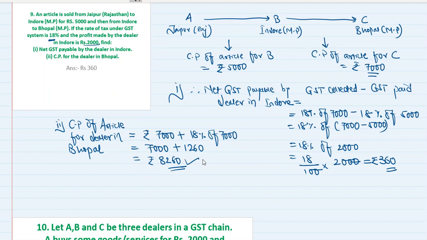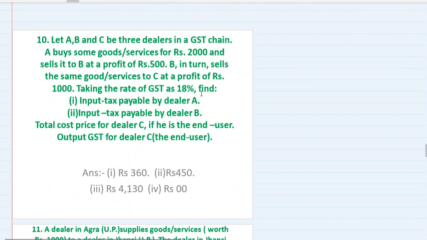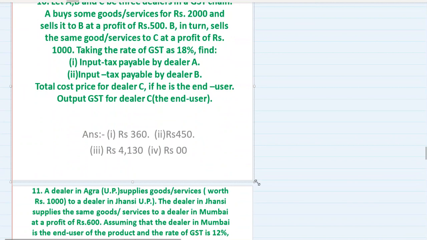So these kinds of supplementary problems can also be asked, which are very, very straightforward. Overall, till now, the questions which they are asking are mostly focused on finding the net GST payable. Okay, so that is based on the formula tax collected minus tax paid, or tax on the value addition. That is also fair. Let's go to the next question.